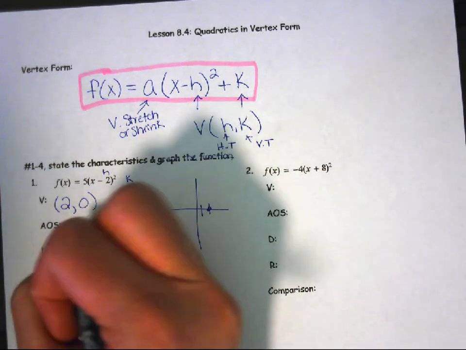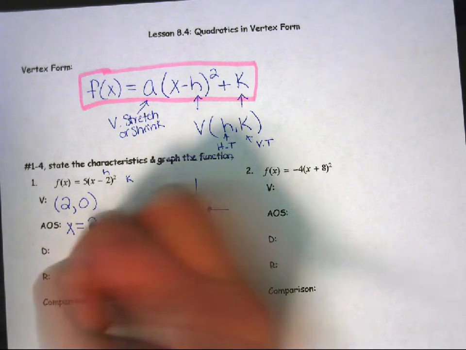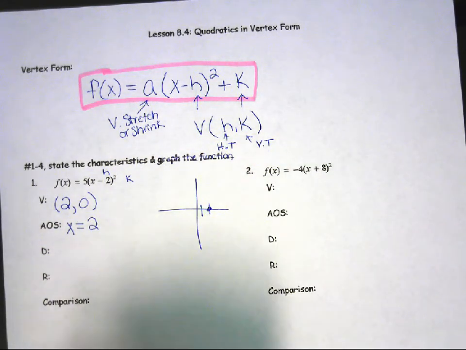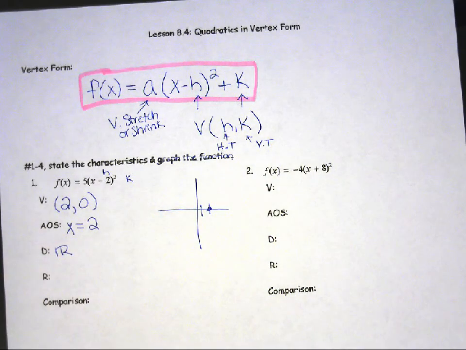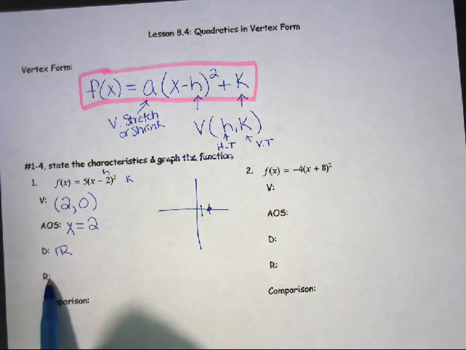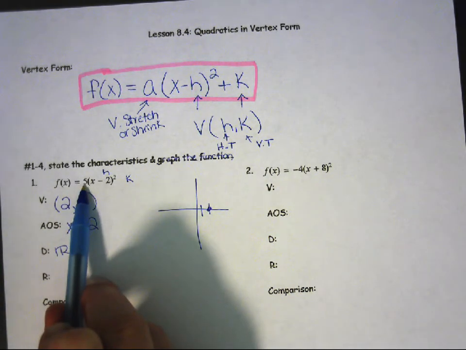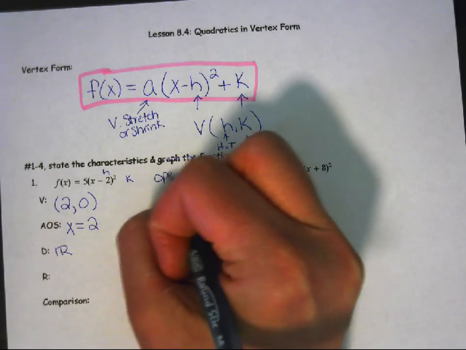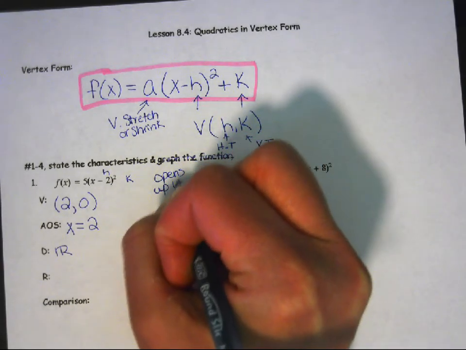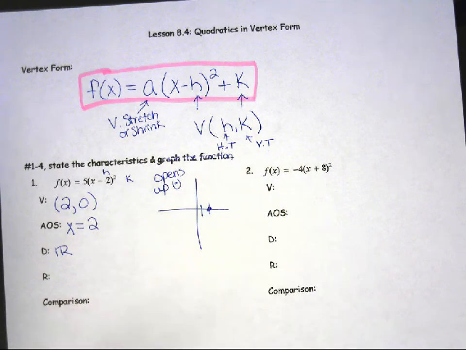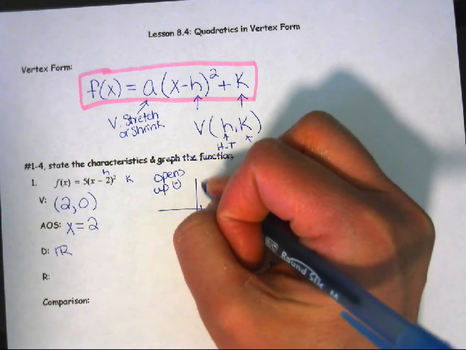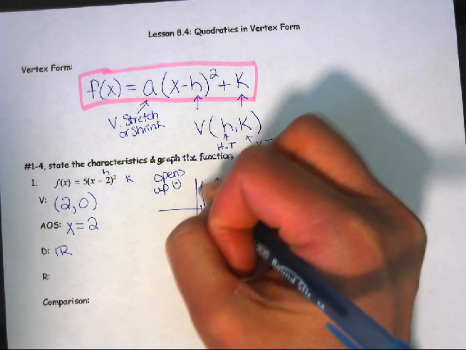So we have our axis of symmetry. It's just the first number. Our domain doesn't change. And now our range. Which way is this opening? Take a look at this 5 and notice it's positive. That means it opens up, right? Think of up with the smiley face. So it's opening up and it's kind of skinny. So it looks like that.